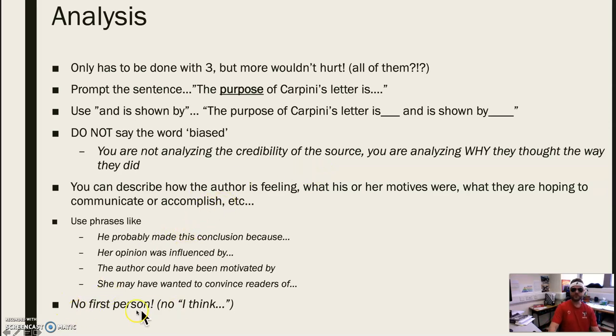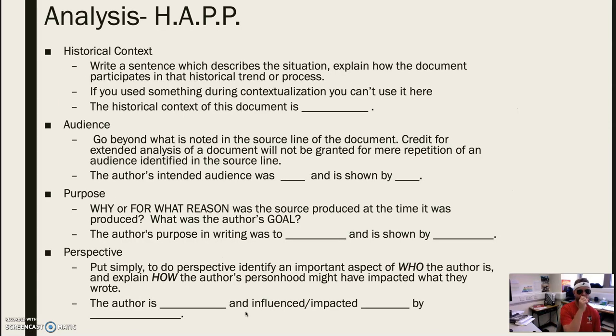The other thing is no first person, and that just goes for all of your writing in this class, right? Don't say I think, right? Do not use first person as you're writing this part. All right, so let's look at it.